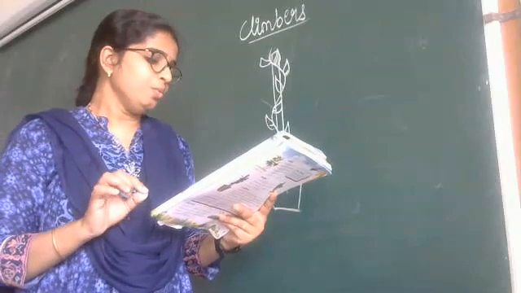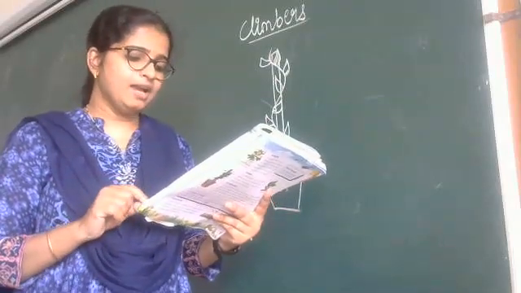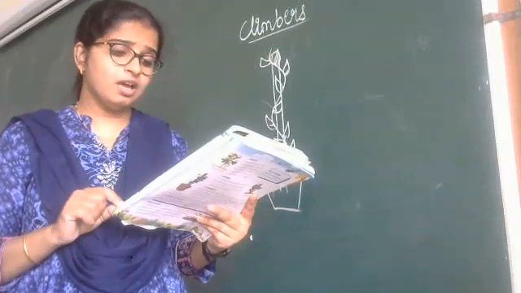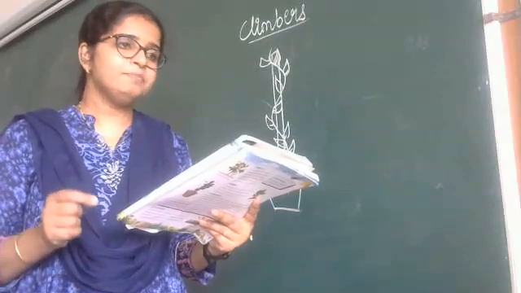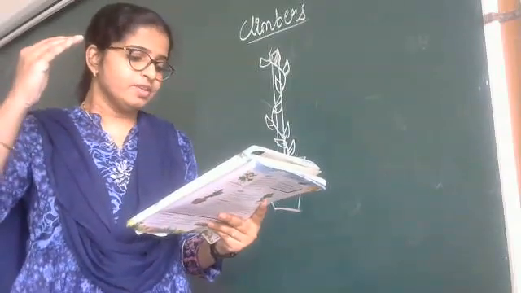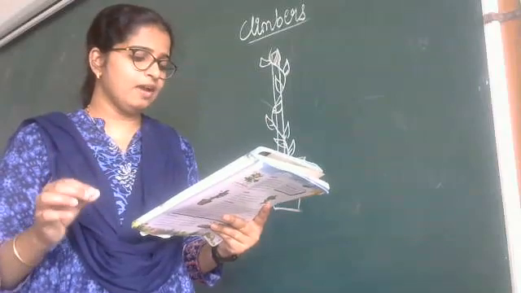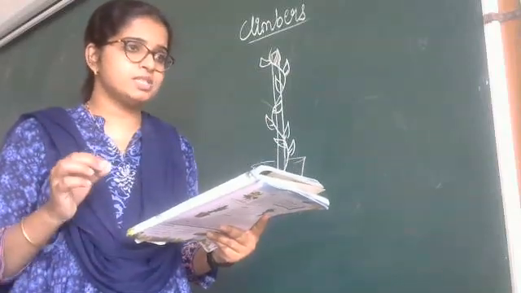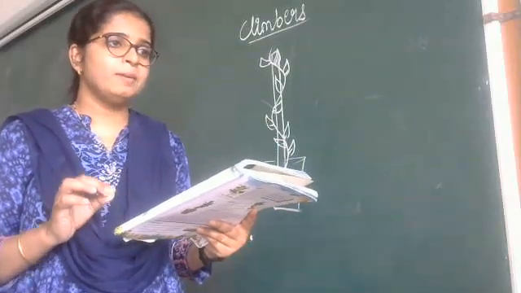Plants. We see many plants around us. Plants are of different shapes and sizes. Some plants are tall, some plants are short. Different plants have different types of stem. Let us learn about some types of plants.